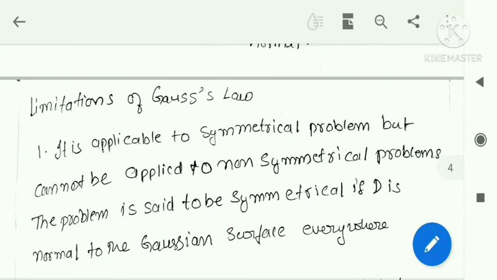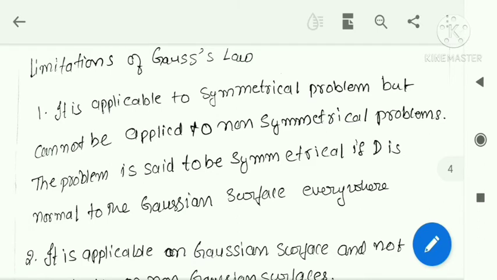The first limitation is it is applicable only to the symmetrical problem. What is said to be symmetrical? If D is normal to the Gaussian surface area, then we call it symmetrical. If it is not, then we call it a non-symmetrical problem, and we cannot apply Gauss's law for non-symmetrical problems.